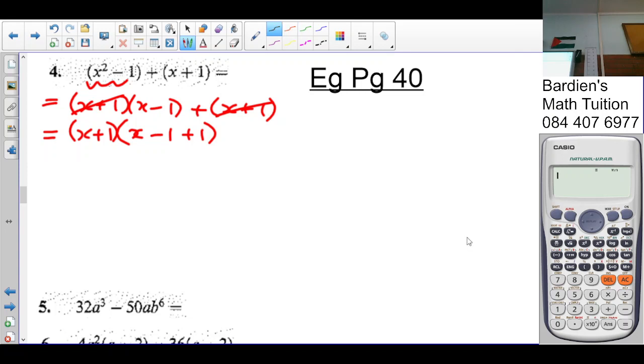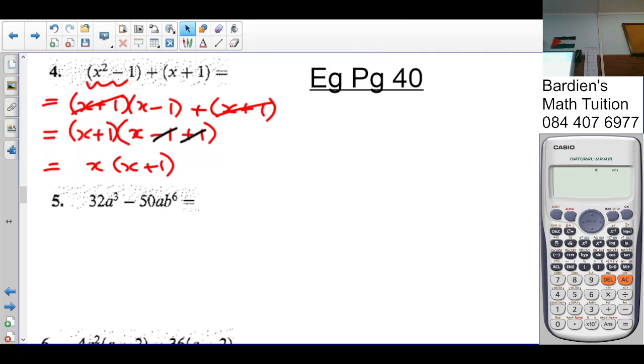So what's minus 1 plus 1? 0. So I'm just left with x, not so? But never do we write one term in the bracket. You can write it in front as x into x plus 1. Not so? We never write it as one number in the bracket.